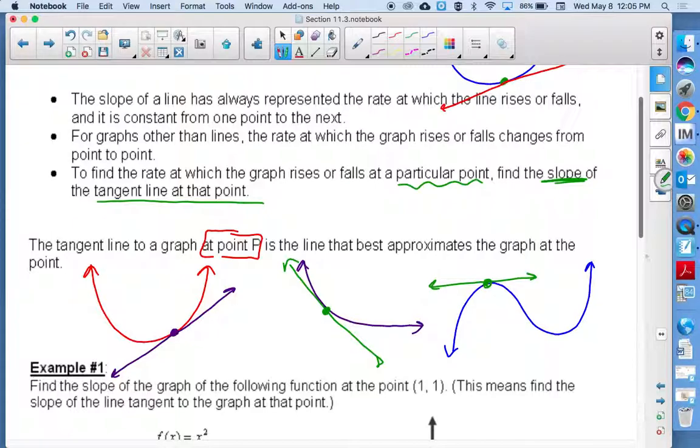Our goal today would be to find out what that slope is. So we have analyzed graphs this year by finding out their x-intercepts, their y-intercepts, their max values, their min values, their asymptotes. I think that's about it. Points on the graph, random points wherever they happen to be.